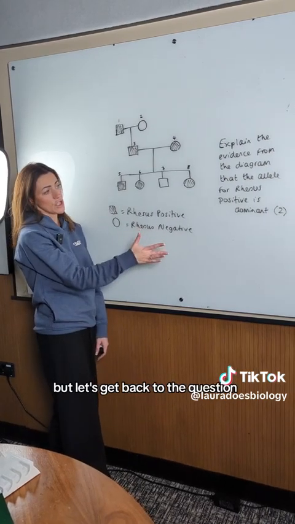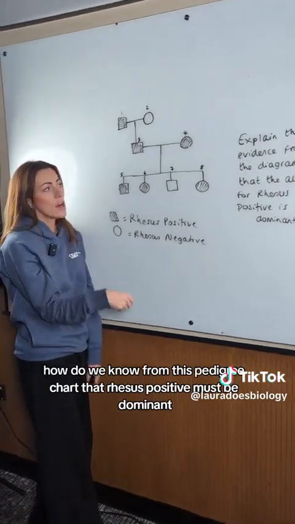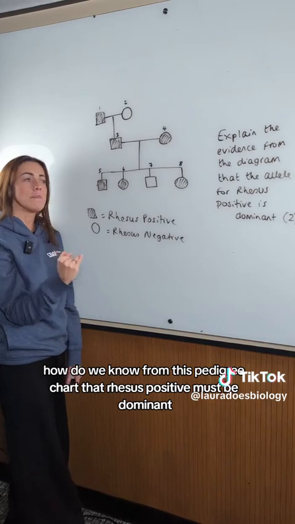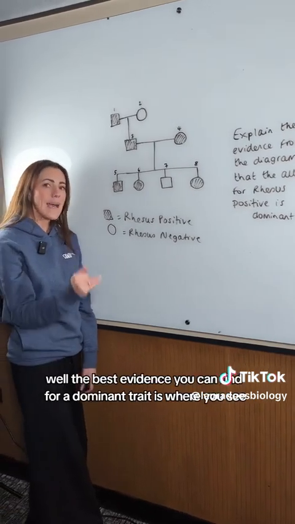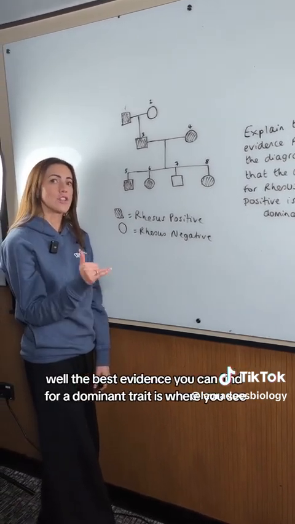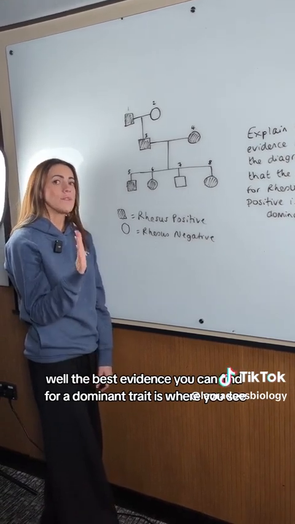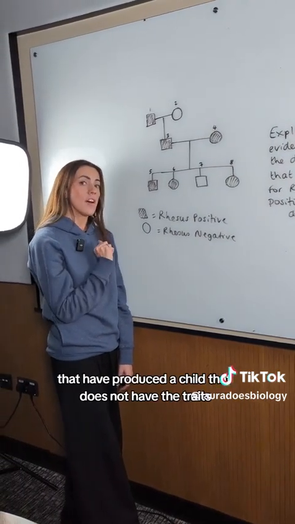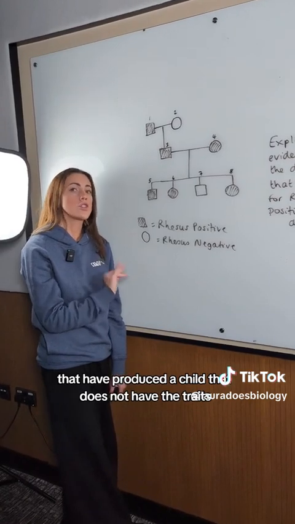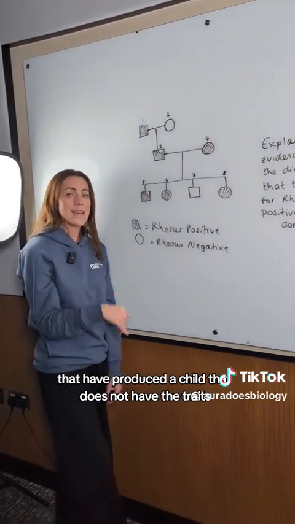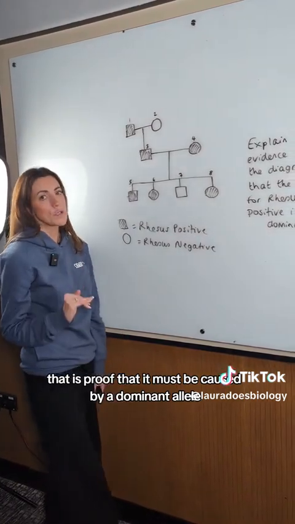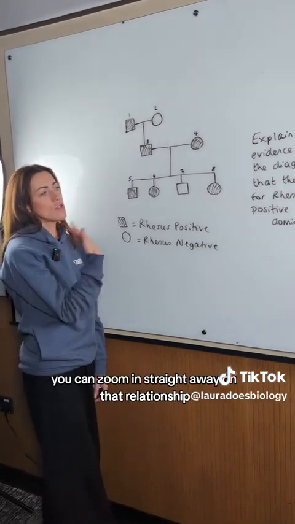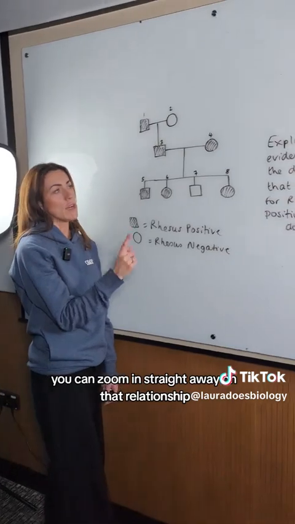But let's go back to the question. How do we know from this pedigree chart that rhesus positive must be dominant? Well, the best evidence you can find for a dominant trait is where you see 2 parents that have the trait that have produced a child that does not have the trait. That is proof that it must be caused by a dominant allele. So if you already know that, you can zoom in straight away on that relationship.